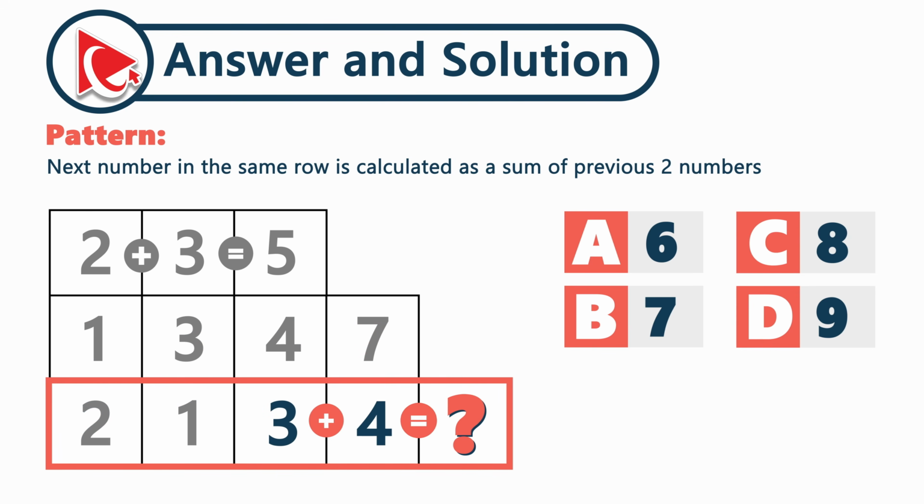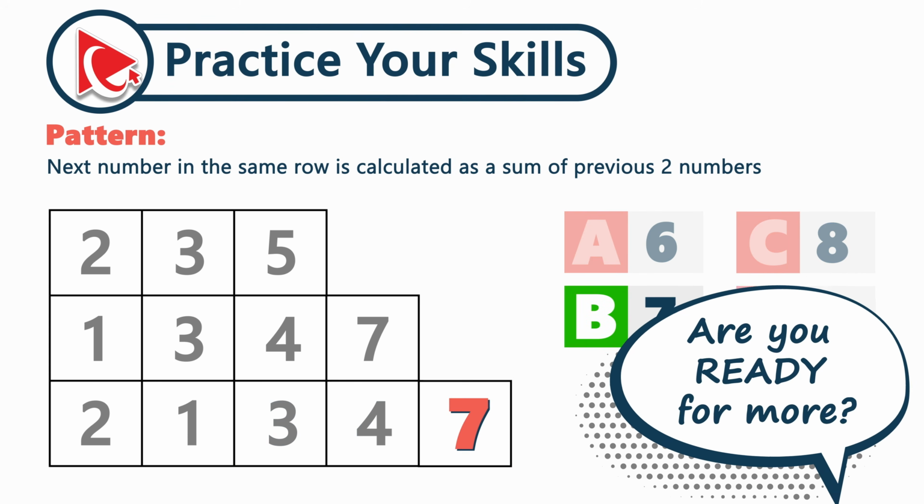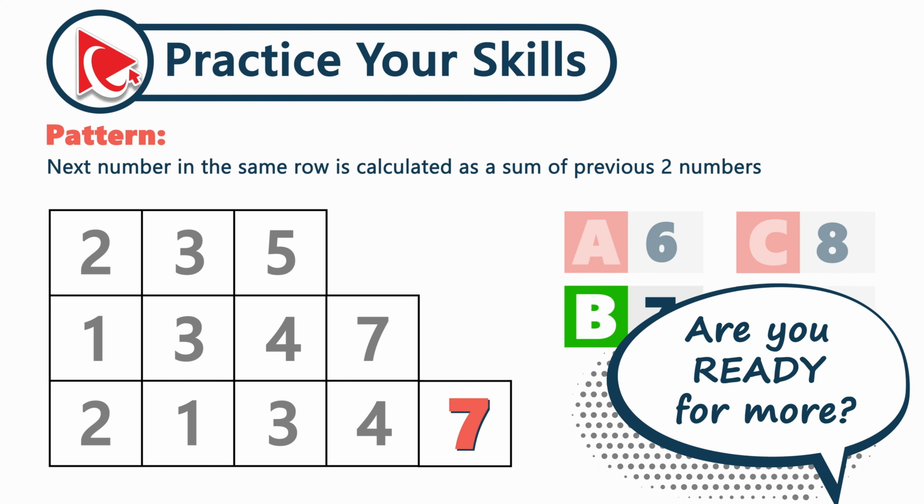And you know what time it is now, right? It's the magic time to calculate the missing number. 3 plus 4 equals 7. And the correct answer here is choice B, 7. But wait, are you ready to practice your skills? Try this question to see how you would do.